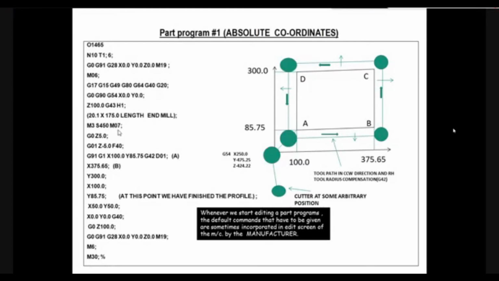Okay. So next line is M3 S450 M7. M3 stands for clockwise rotation of the spindle, and the RPM is given as 450 RPM. M07 is coolant on. And then here the tip of the tool is brought to a distance of 100 mm from the workpiece front surface. And in the next line after spindle commands, it is given as G0, Z5. That means the tip of the tool is brought towards the workpiece, maintaining a gap of 5 mm.